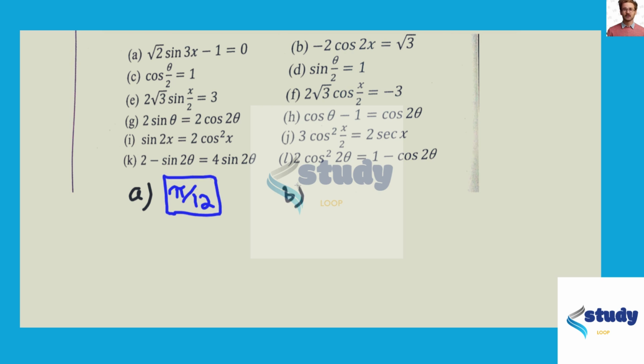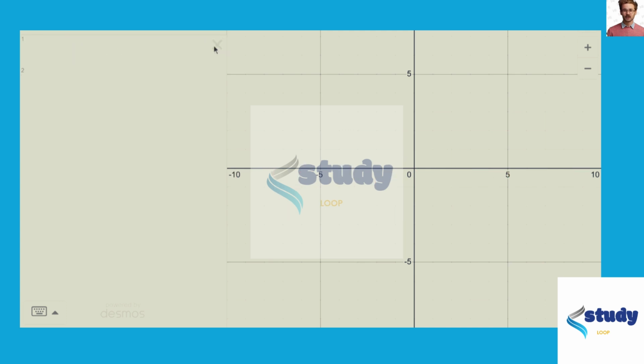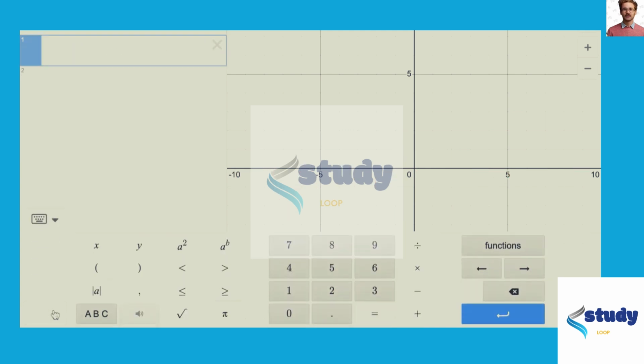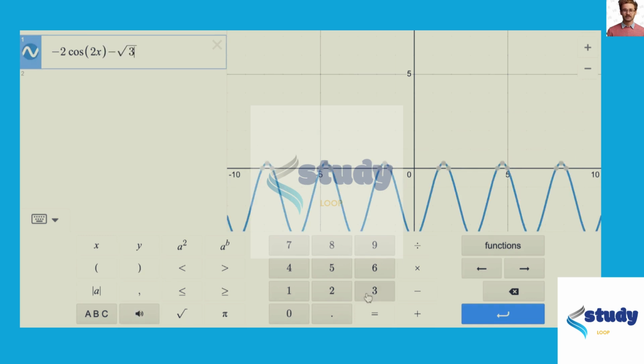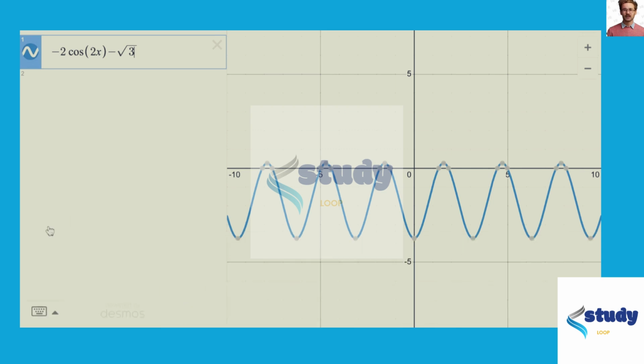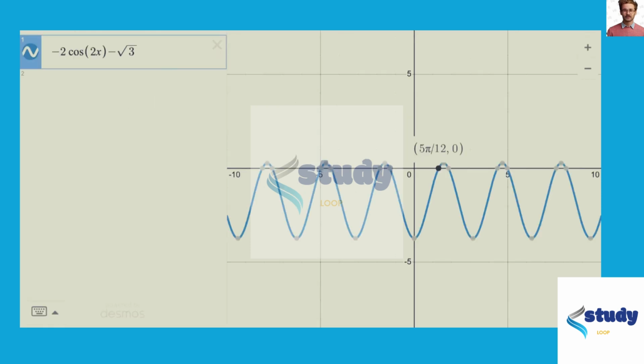B has x, so that's in radians. So that's negative 2 cosine, or in degree mode 2x. And then if it's equal to square root of 3, you can just subtract the square root of 3, and then you're equal to 0. Look at the x-axis. That's 5 pi over 12 for the smallest non-negative answer. Again, 5 pi over 12.